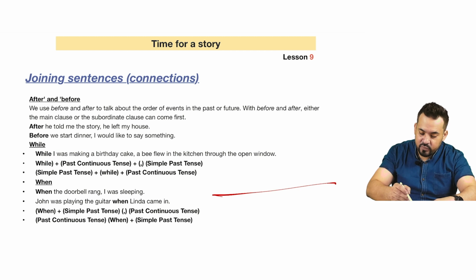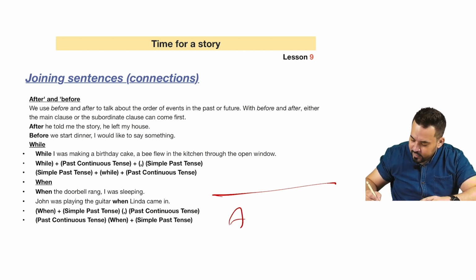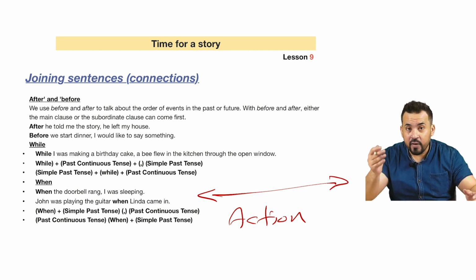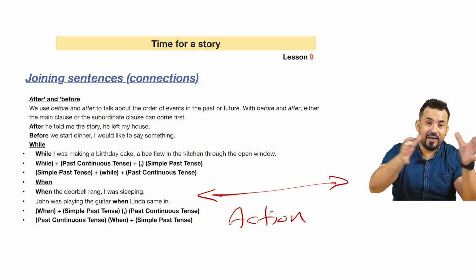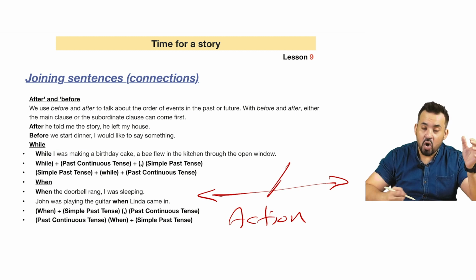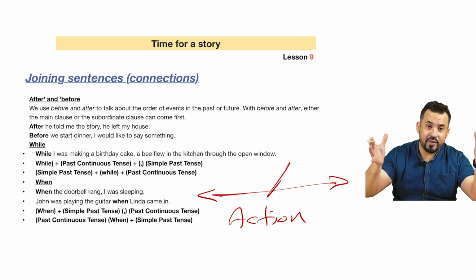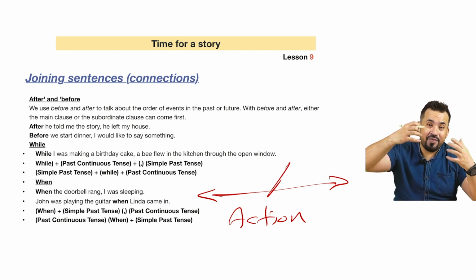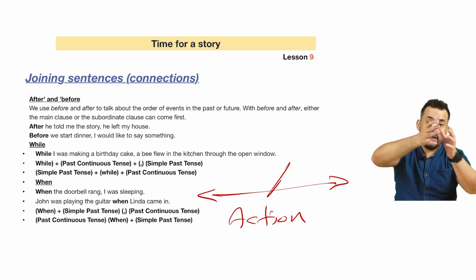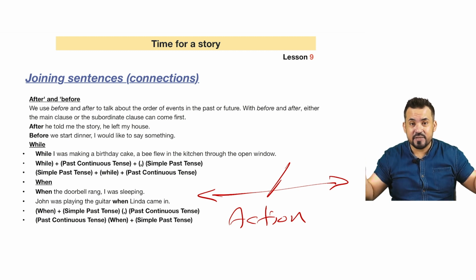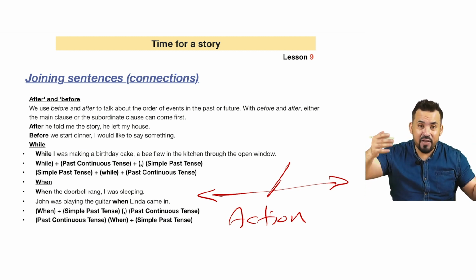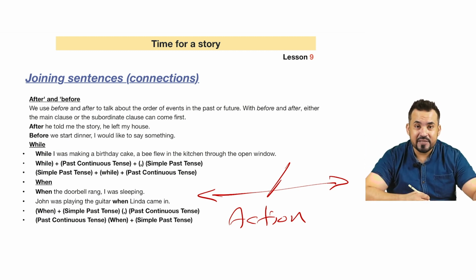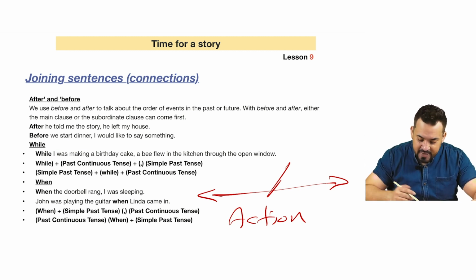Let me rewrite that. So, "while": it's during an action that was taking place. Normally, the action that was taking place takes the past continuous, and then the action that happened while that action was happening takes the past simple. Let's take a look at some examples.